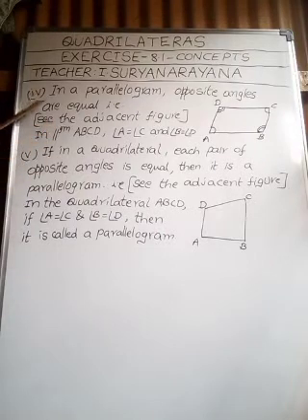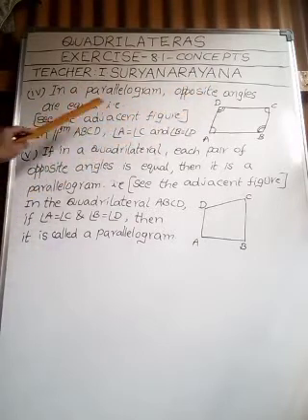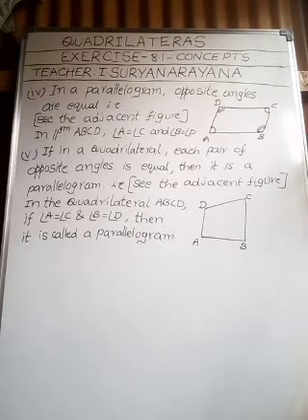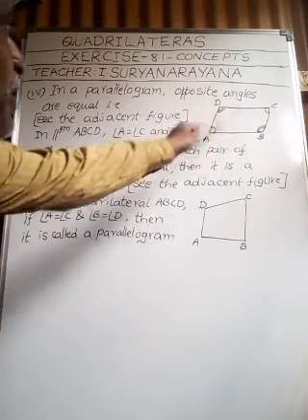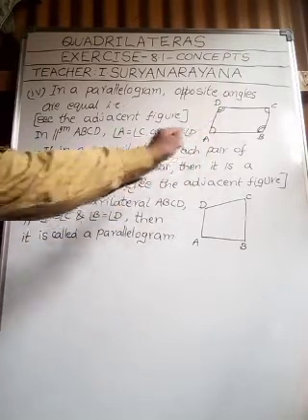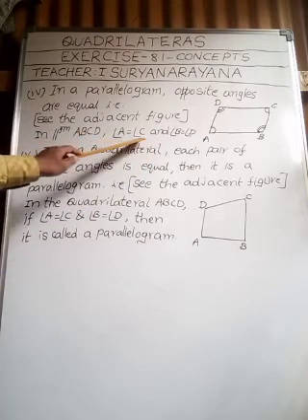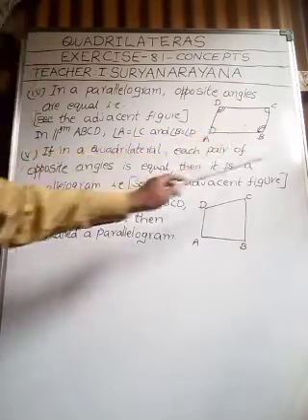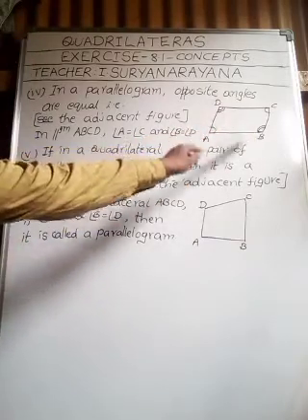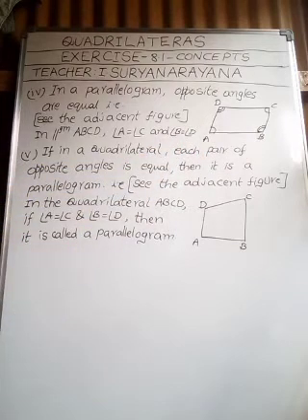Now come to this property of a parallelogram, my children. In a parallelogram, opposite angles are equal. This point also we discussed in the previous class. Do you remember that point, my dear children? Right. Suppose ABCD is a parallelogram. In parallelogram ABCD, angle A is equal to angle C, and angle B is equal to angle D. Opposite angles are equal. Okay, my children, remember these properties of a parallelogram.